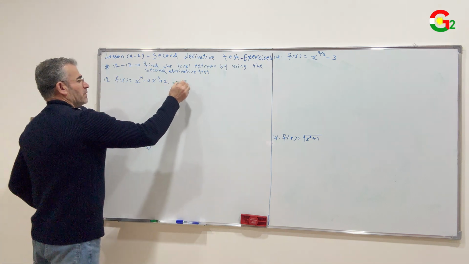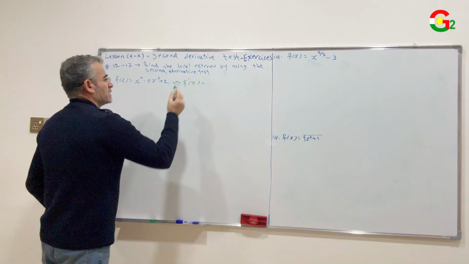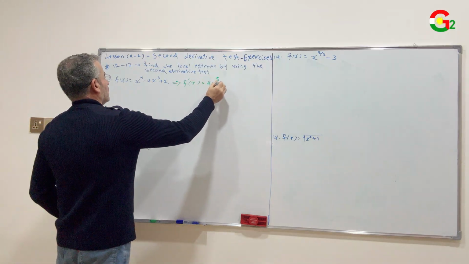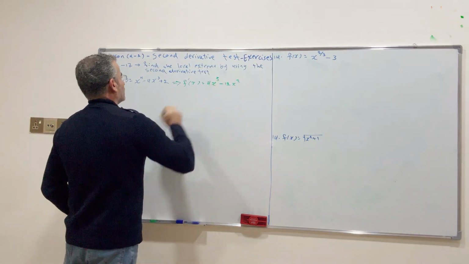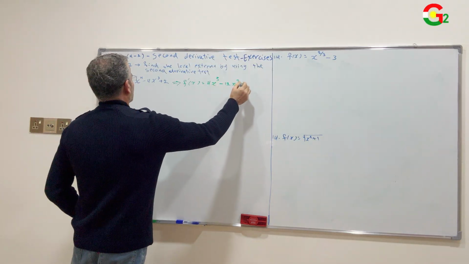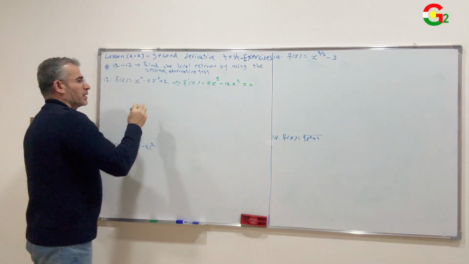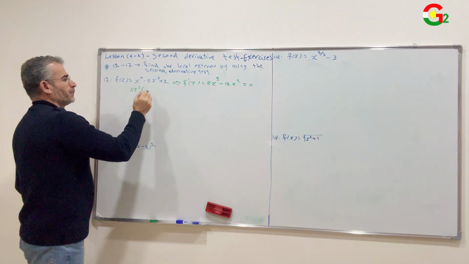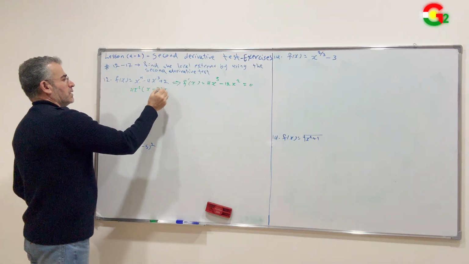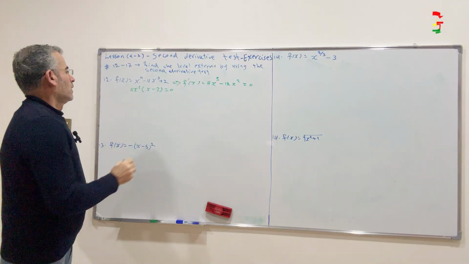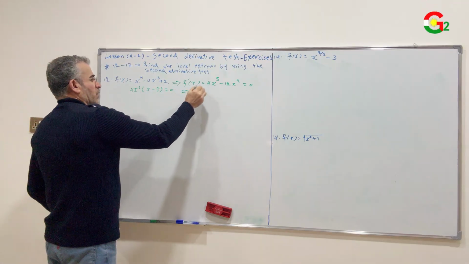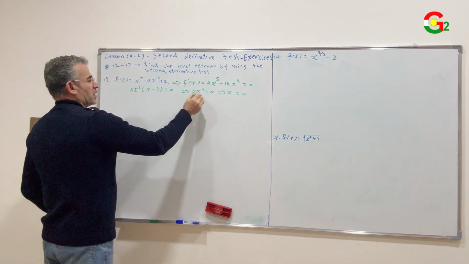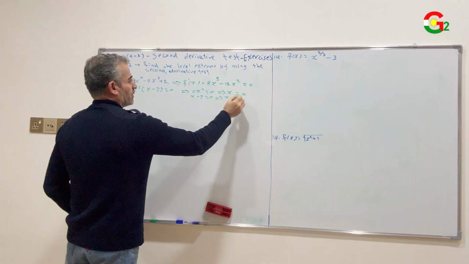Find the first derivative, f prime of x equals 4x to the power 3 minus 12x squared. Set it equal to 0 to find the critical points. Factorize by 4x squared, x minus 3 equals 0. Either 4x squared equals 0, then x equals 0, or x minus 3 equals 0, then x equals 3.